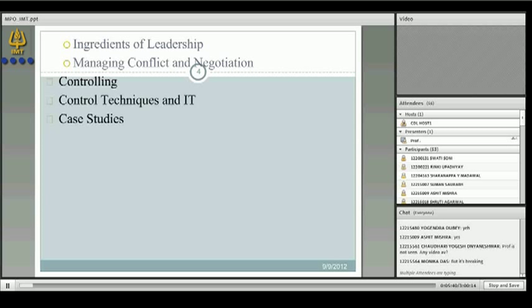So if you look at the complete syllabi, we are seeing the concept of management. What is an organization? How do you define management? The management process of planning, organizing, leading, and controlling. That's what we'll be touching on in this subject.